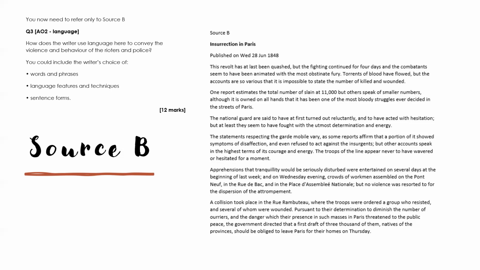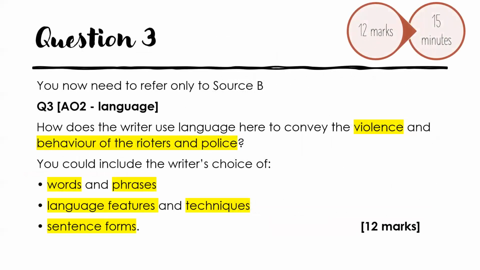So the question we've got today, you now need to refer only to source B. How does the writer use language here to convey the violence and behaviour of the rioters and police? You can include the writer's choice of words and phrases, language features and techniques, sentence forms. Now, I've highlighted the keywords in the question, which is something that you should do in your exam. Make sure you highlight the keywords in the question.